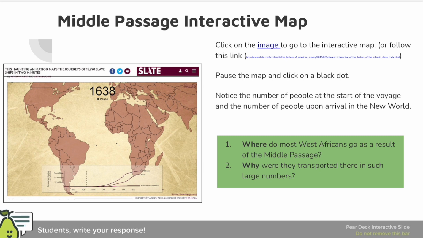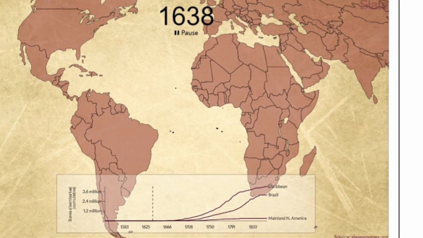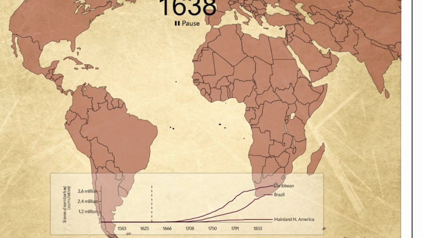So first question, notice the number of people at the start of the voyage. Now remember, the start of the voyage or the Middle Passage is Africa, Western Africa specifically. So look at the start of the passage and how many people were kidnapped and taken. And then look at the end of the passage, which is the arrival in the New World. And tell me, what's the difference between those two numbers? Is there a difference?